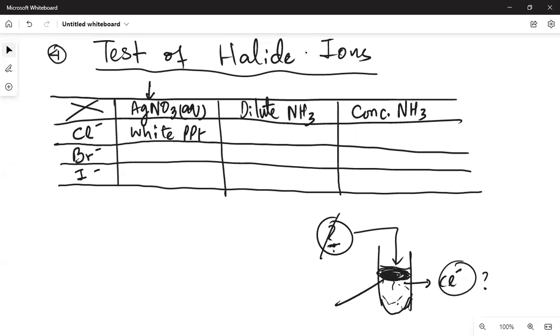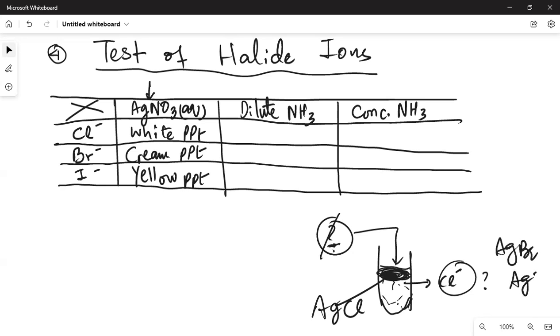And the formula of the white precipitate would be AgCl. With bromide ion, we get cream color precipitate, soft white or green PPT. And with iodide, we get yellow precipitate. And again, the formula with these precipitates will change. AgCl की जगह it will be simply AgBr, AgI. ये insoluble halides हैं silver के.